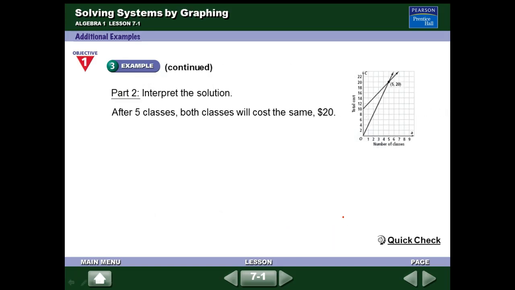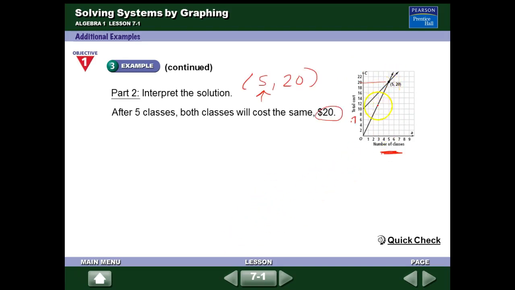So, after 5 classes, because we had 5 and 20, after 5 classes, the number of classes, it will cost you the same, and it will cost you $20. So total cost $20 after 5. It goes into that. It doesn't.